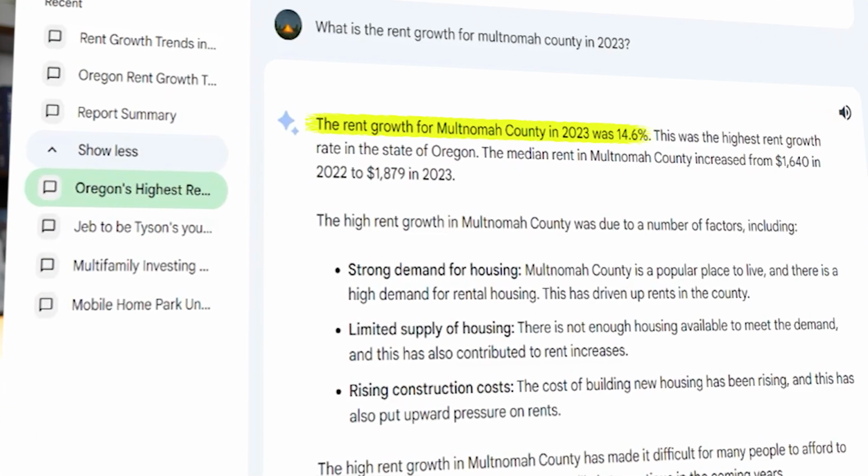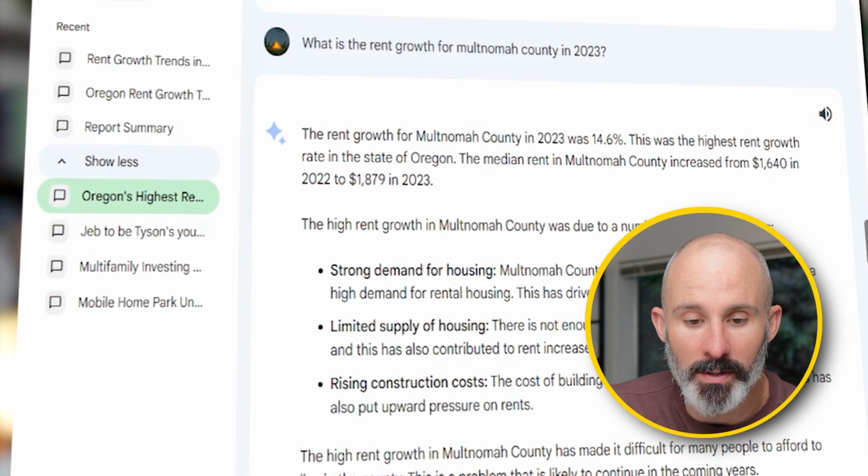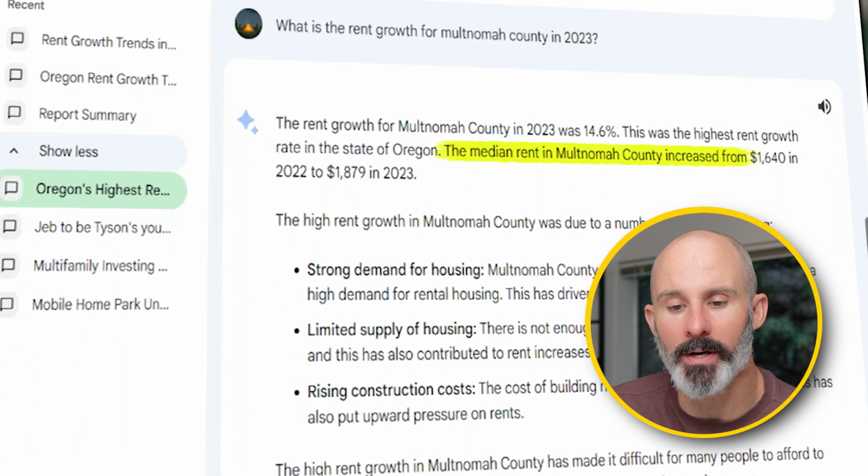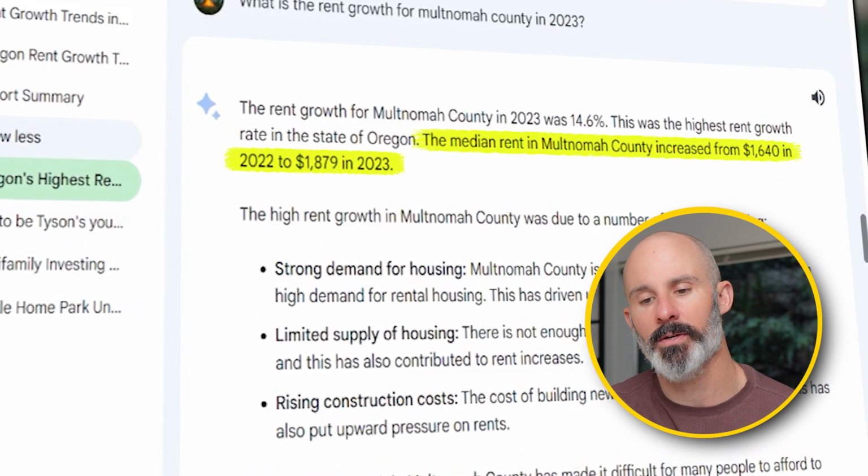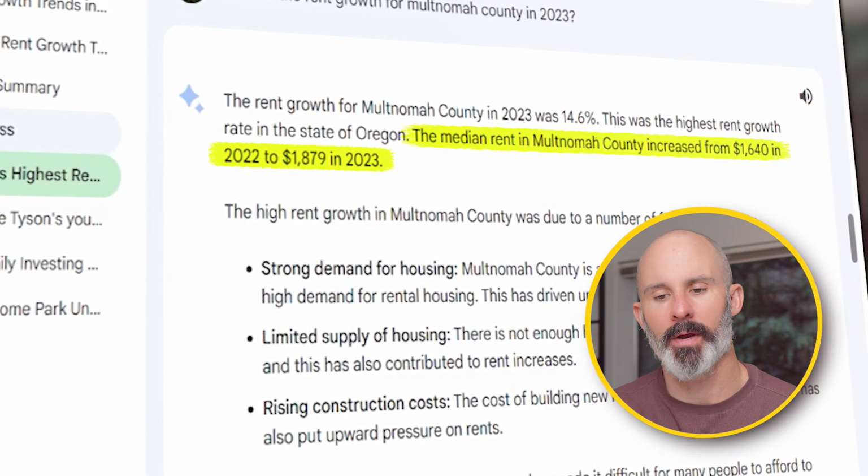So this returns the answer. And by the way, it did this very quickly, so rather than show you how quick it went, I just did this ahead of time. It says the rent growth in Multnomah County in 2023 was 14.6. So we know that the above report was referencing rent growth in 2023. Then it goes on to say the median rent in Multnomah County increased from $16.40 in 2022 to $18.79 in 2023. Great information, right? If I was looking at this market and asking what the rent growth is year over year, this would be a great place to start. And then it gives some factors which make up the reasoning behind how that growth has been fueled.